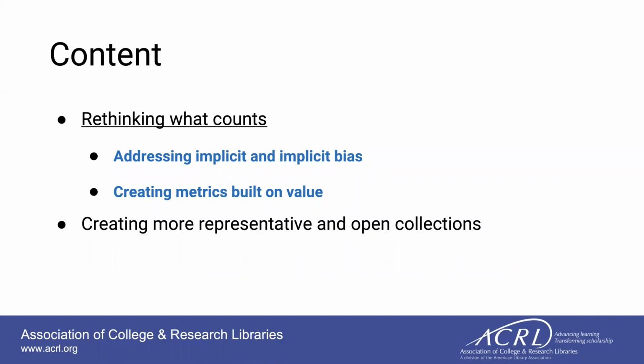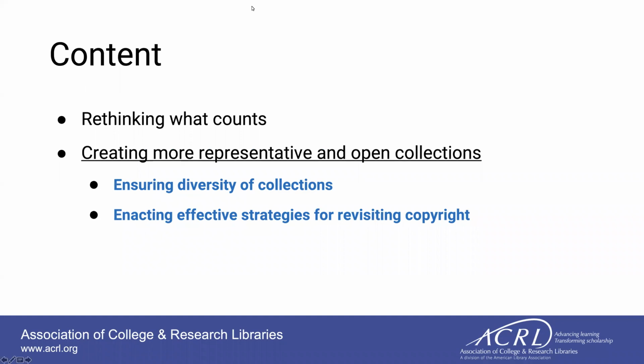Under rethinking what counts, we want to address implicit and, so that's explicit? I'm assuming that should say explicit. Explicit and implicit bias, as well as create metrics built on value rather than just metrics for metrics' sake. Under more representative and open collections, we want to ensure a diversity of collections, as well as enact effective strategies for revisiting copyright.